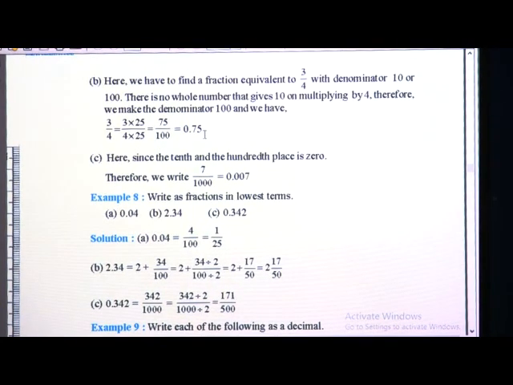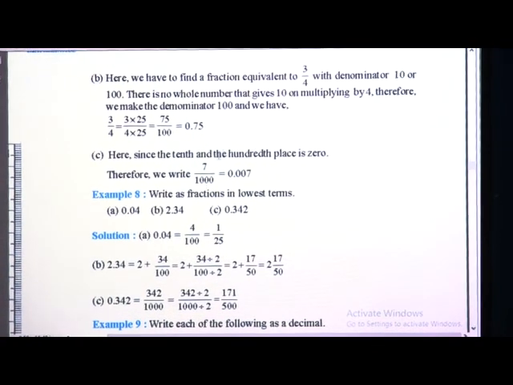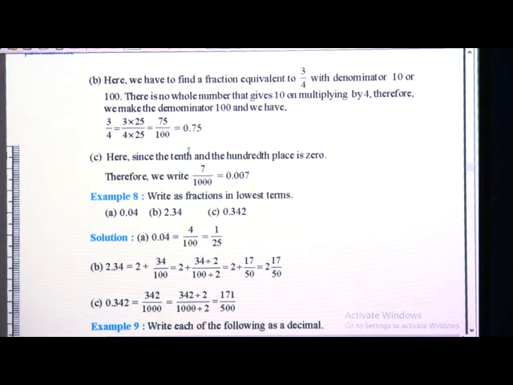So, the decimal notation becomes 0.75. Now, we have the third question. Since the 10th and the 100th place is 0, therefore, we write. So, we have the third fraction as 7 by 1000. So, we can convert it into the decimal form. So, 7 by 1000 is equal to 0.007.